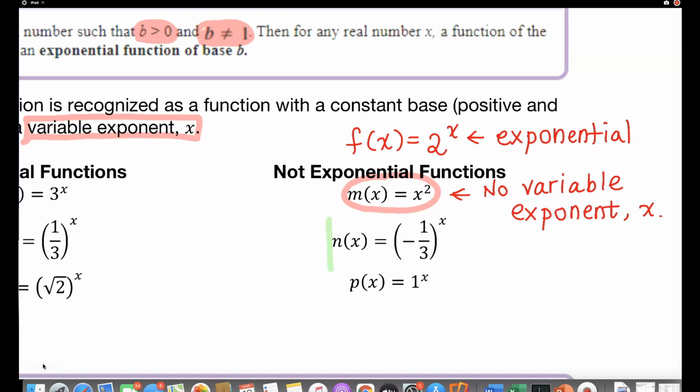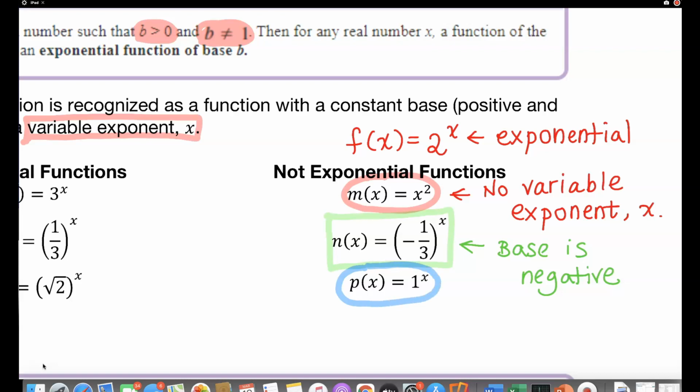How about another one? N of x equals negative 1/3 to the x power. This time it has a variable exponent, but what is wrong? The base is negative. An exponential function must have a positive base that is not 1. So when it has a negative base, this is not an exponential function. Last one: p of x equals 1 to the x power. The base cannot be 1. If the base is 1, it is not an exponential function. So these red, green, and blue functions are not exponential functions.